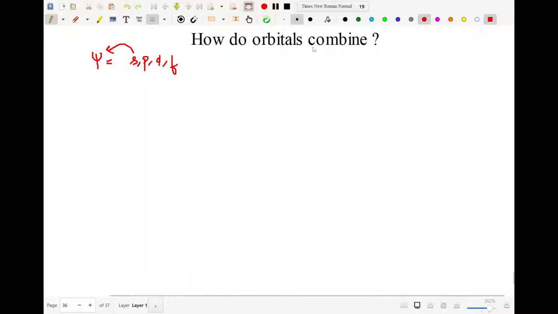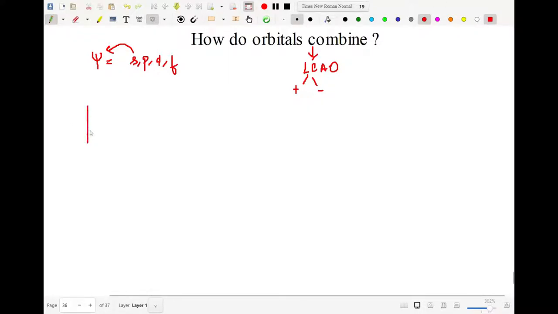That's why we practice something called linear combination of atomic orbitals. In case of linear, we can use mathematical operations like addition and subtraction, and that's why we can add and subtract the waves, okay? So how do we add and how do we subtract waves?